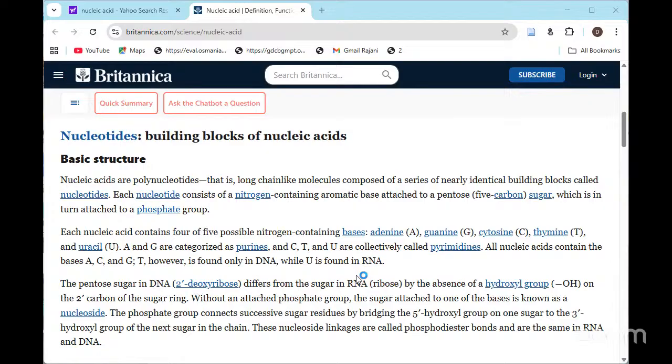Each nucleotide consists of a nitrogen base. Five types of nitrogen bases are possible: adenine, guanine, cytosine, thymine, and uracil.